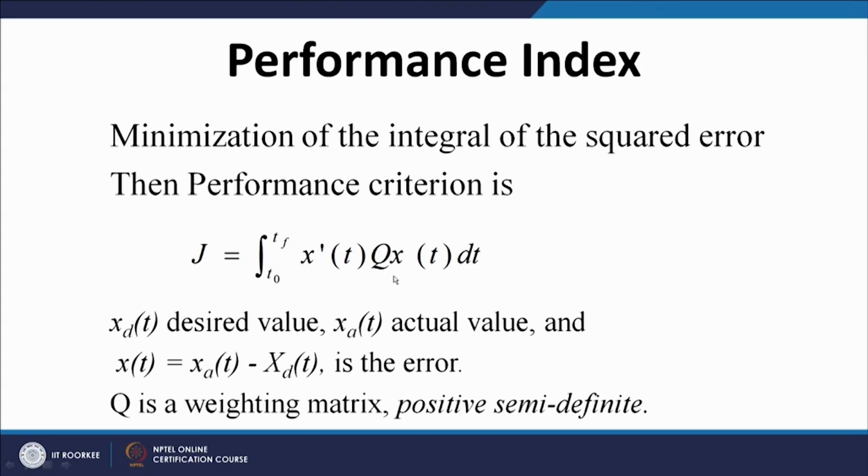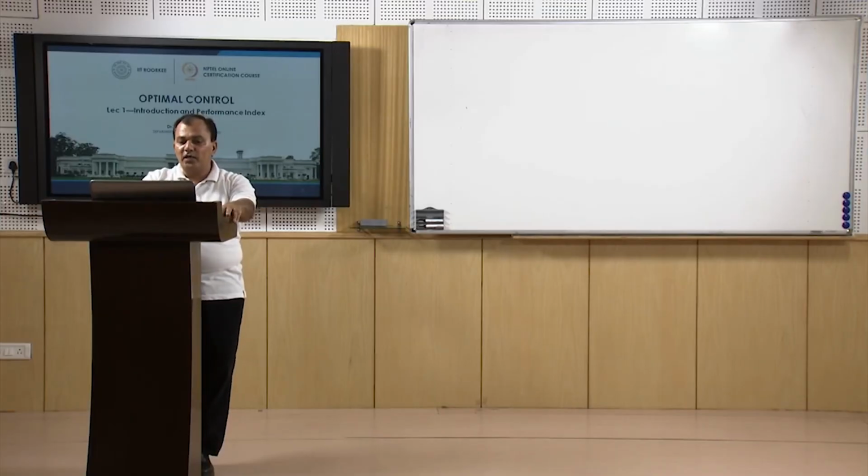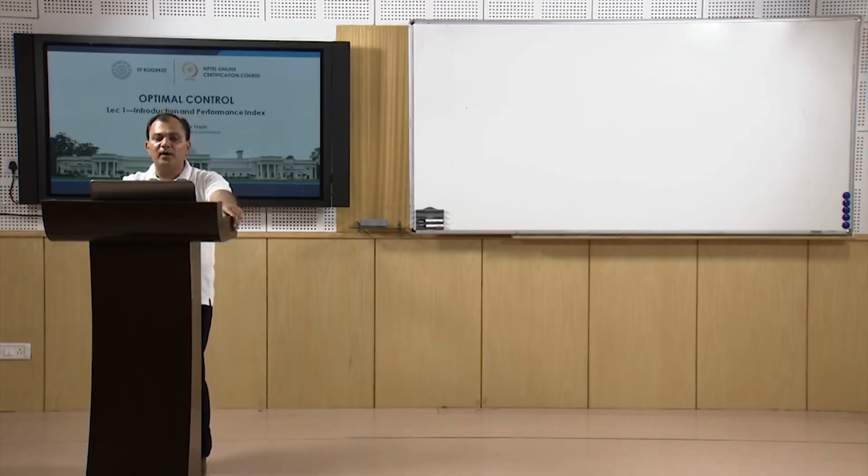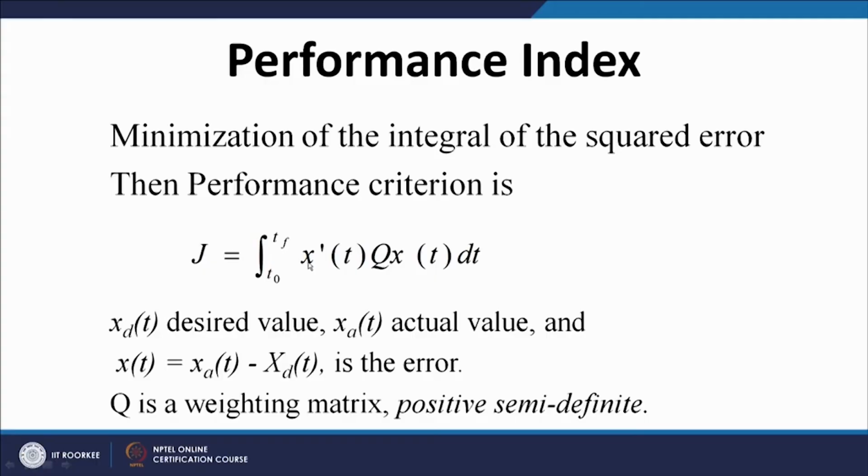So, x prime x is giving me the square. So, this is the square of the error. In each state, like we have taken n number of states, there are n number of errors. For each error we are giving a weight which is defined by the Q matrix. So, my performance criteria is J equal to x prime Qx, which is nothing but the integral of the square error. Within a given time I want to extremize this, either minimize or maximize the value of J.